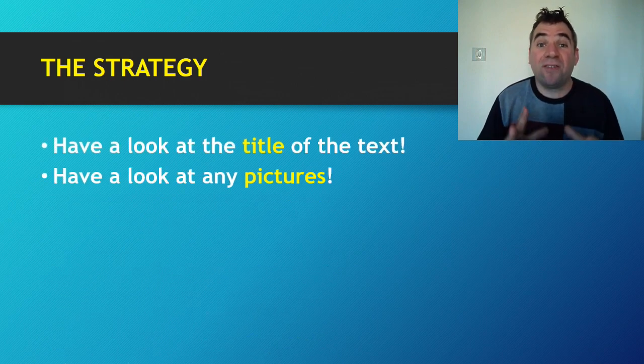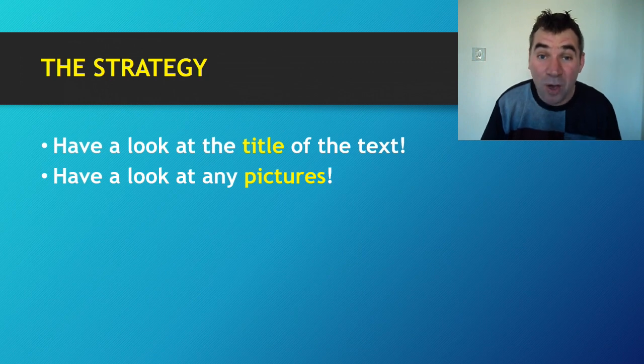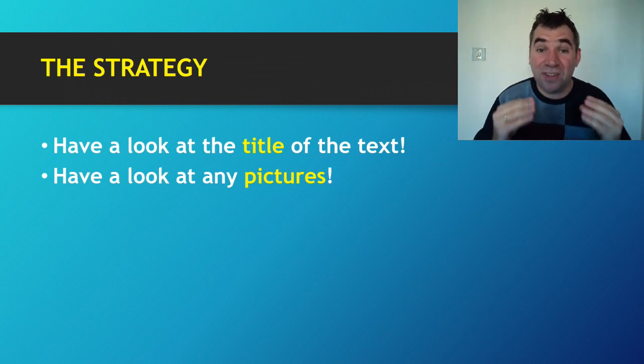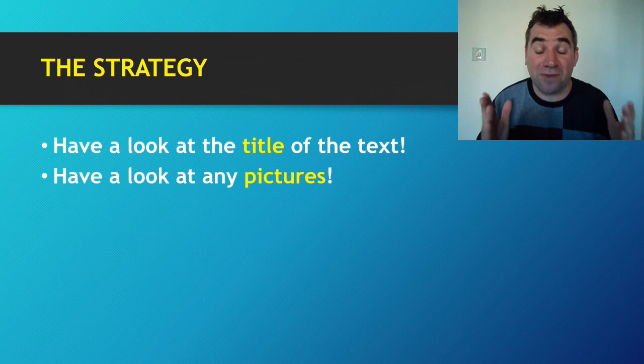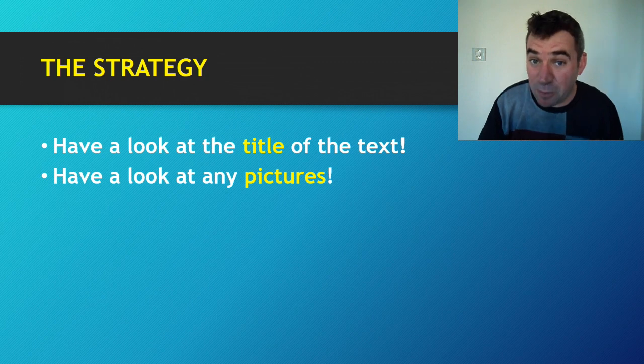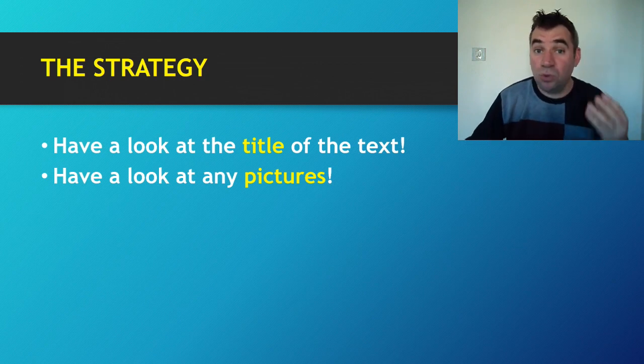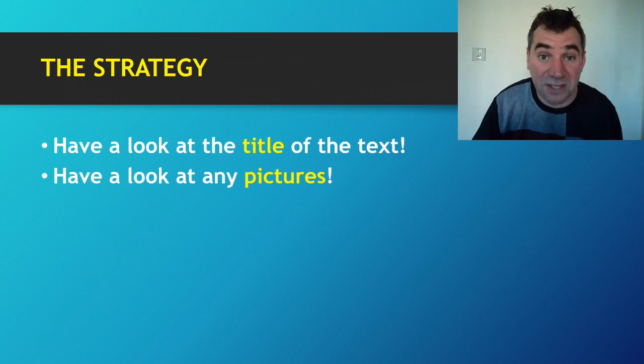First of all, have a look at the title. It sounds like a really obvious thing, but a lot of students miss this. The title gives you a massive clue about what the text is about. Usually as well there'll be a little intro telling you roughly what's happening in it. Read these. If there's any pictures there, in this part of the exam usually there aren't, but there might be. If there's a picture, have a look at that as well. It gives you a real clue about what the passage is going to be about.